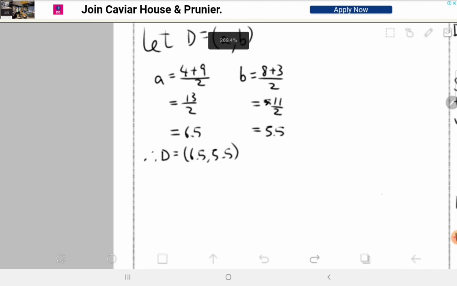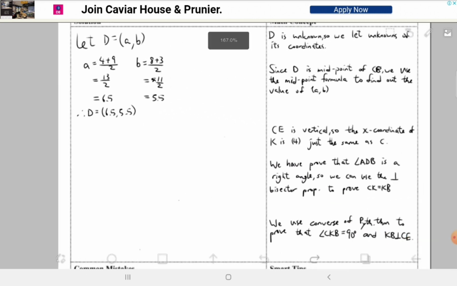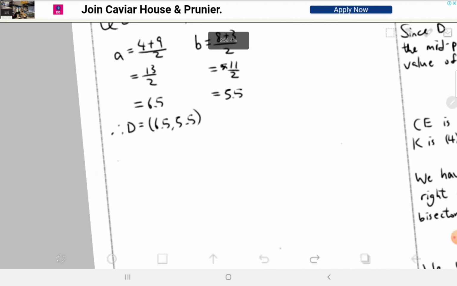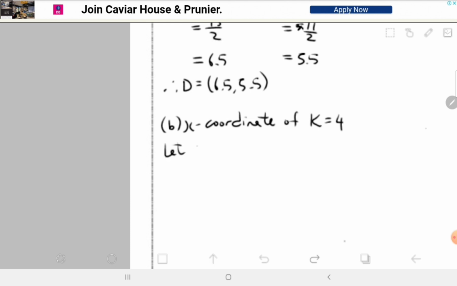Now we move on to 2b. We can see in the picture, CE is a vertical line, so the x-coordinate of K is also 4, just the same as C. Here, we can write it down. Then we let the unknown be K's y-coordinate again. We let K equal (4, k).